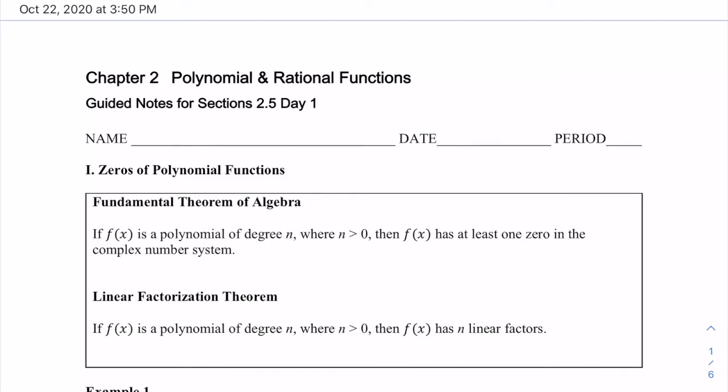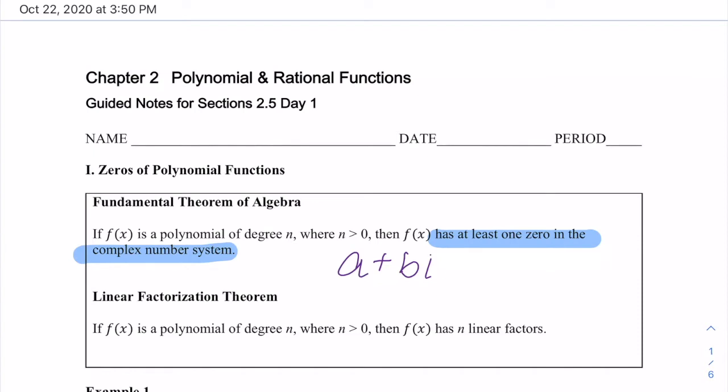The first is the fundamental theorem of algebra, which states that if you have a polynomial function with degree n, anything that's greater than 0, so like a line, a quadratic, a cubic, so on and so forth, you're going to have at least one zero in the complex number system. And remember, we're talking about imaginary numbers as well. So irrational, rational, real, and imaginary.